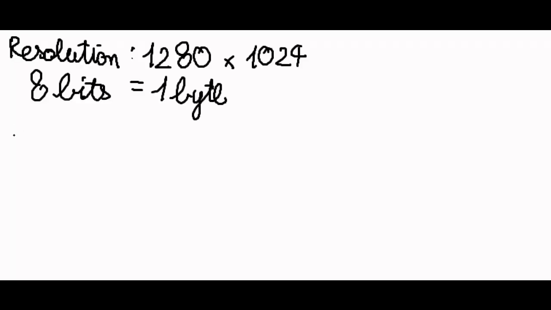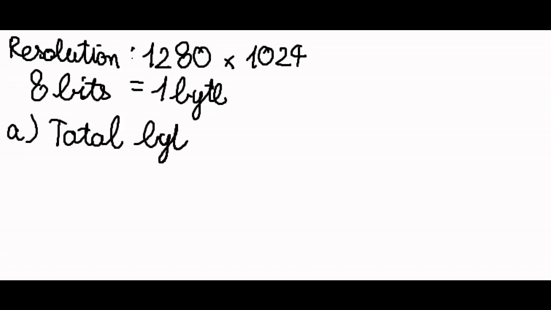From the exercise, it gives us the resolution of the screen, 1280 by 1024, and what we know is that 8 bits equals 1 byte. That's just a conversion that we need to know. So our first question, A, asks us to calculate the total bytes for the frame buffer.